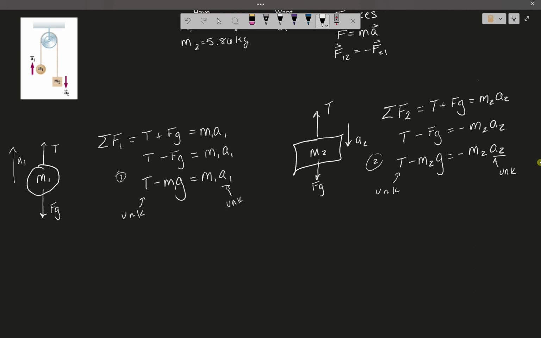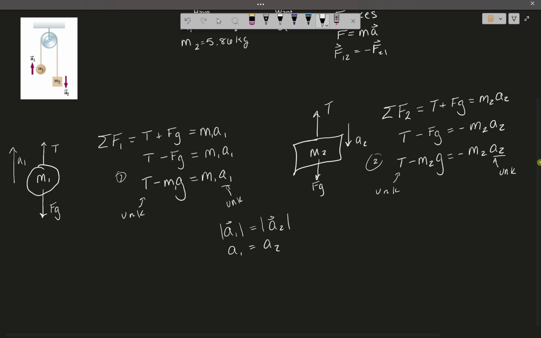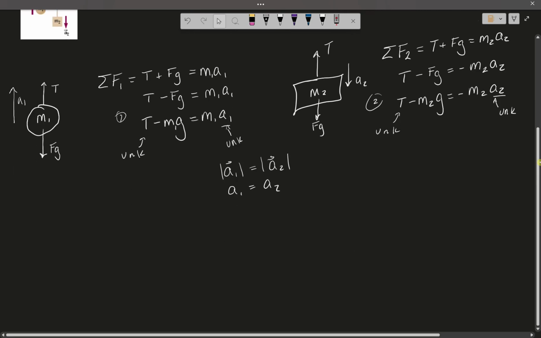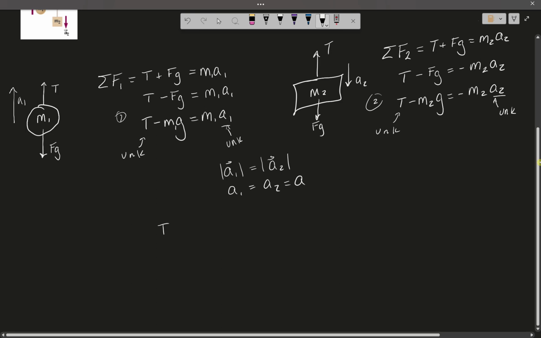Because these objects are connected together, I know that the magnitude of acceleration 1 has to be equal to the magnitude of acceleration 2 because they have to move together. One is not going to have a faster magnitude of acceleration than the other one will. So in order to find what A1 is, or what A2 is, or let's just call this now our acceleration, I'm going to rewrite equation 1 and equation 2 so that all I have is tension on the left-hand side.